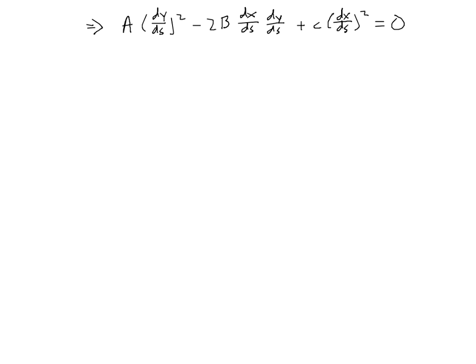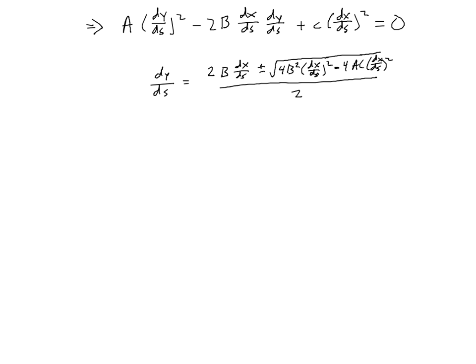Now, if we use the quadratic equation on this, we could see that dy ds must be equal to 2b times dx ds plus or minus the square root of 4b squared times dx ds squared minus 4AC times dx ds squared, all divided by 2a.